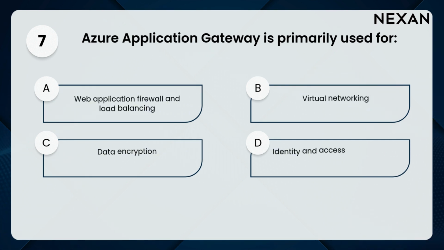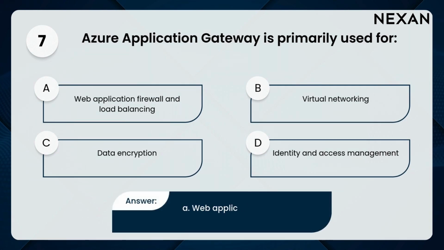7. Azure Application Gateway is primarily used for A. Web application firewall and load balancing. B. Virtual networking. C. Data encryption. D. Identity and access management. Answer. A. Web application firewall and load balancing.